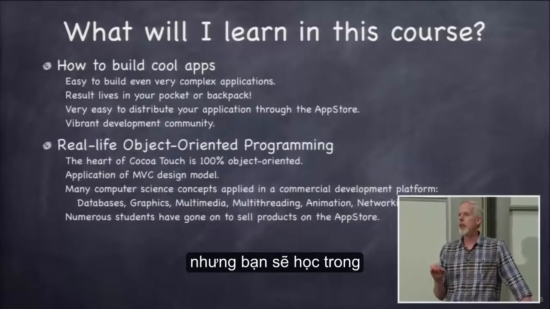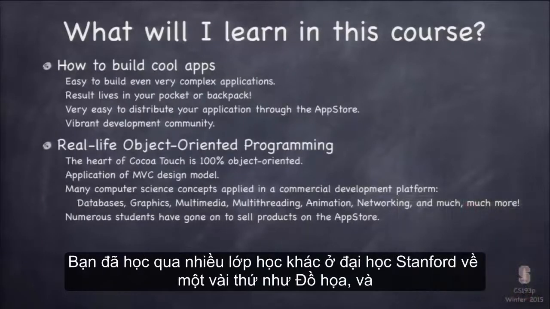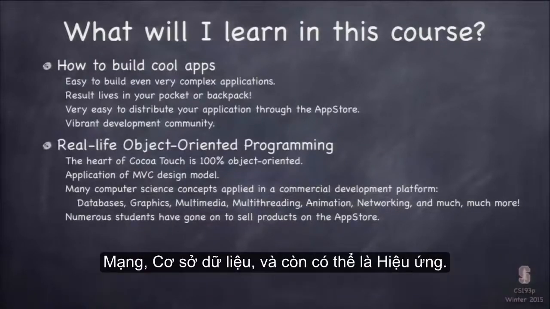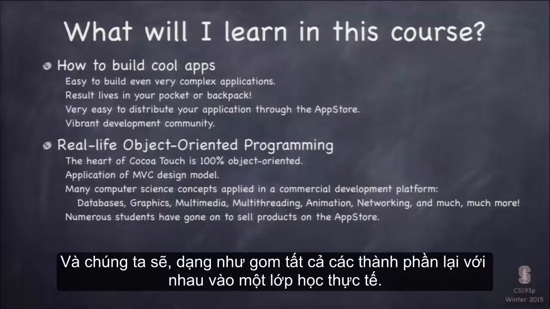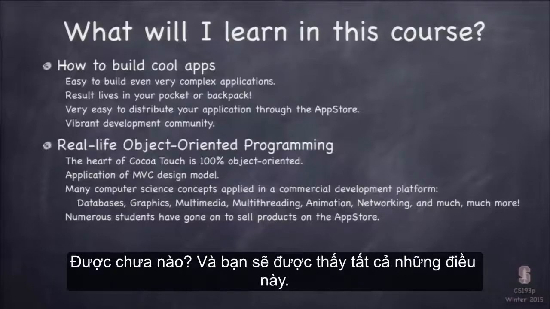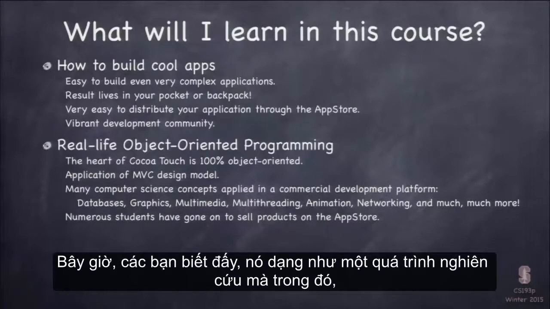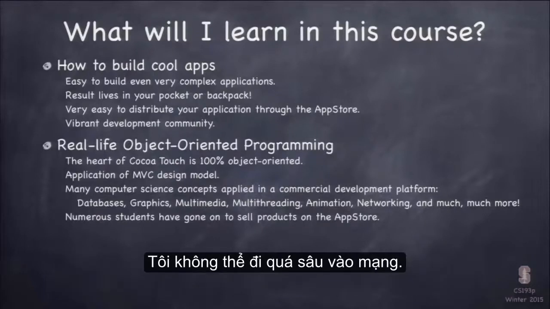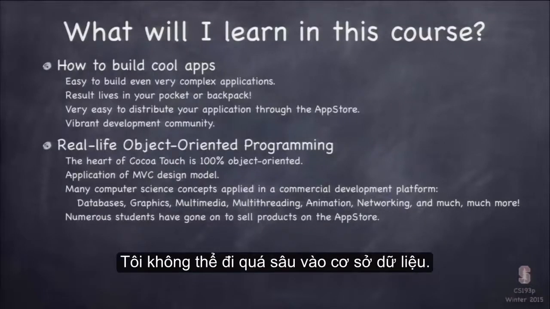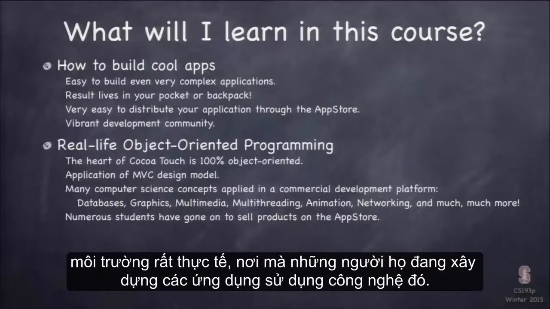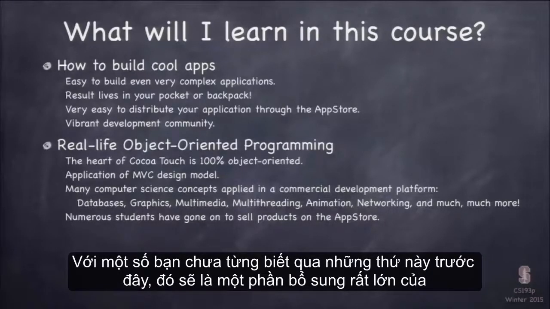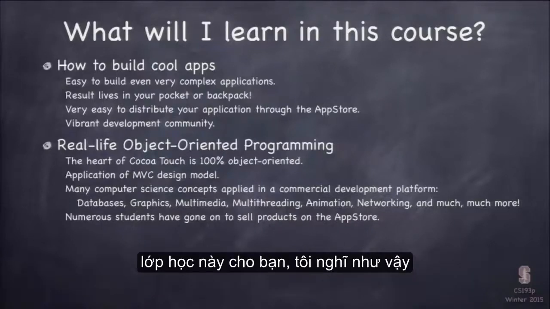But you're also going to learn in this class a lot of real-life object-oriented programming. You're taking a lot of other classes here at Stanford on things like graphics and networking and databases and maybe animation, things like that. And we're going to kind of tie that all together into a real-world class. Okay, you're going to get to see all this stuff. Now, it's going to be kind of a survey course in that. I can't go too deep into networking. I can't go too deep into databases. I can't go too deep into animation, but you'll get to see it all in a really real-world environment where people are out there building apps using that technology. So for some of you who haven't seen that before, that'll be a big bonus of this class, I think.